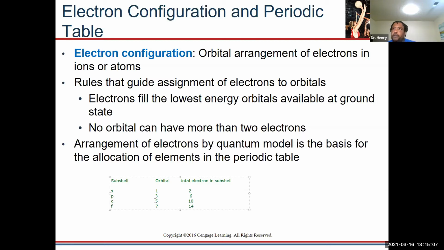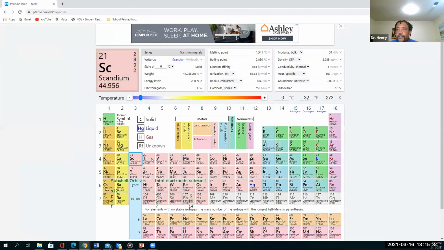If we look at our periodic table, let me pull it up. If we look at the D block, there's 2, 4, 6, 8, 10. So there are 10 electrons that can be held there. We know that every orbital can only hold 2 electrons. So how many orbitals do you have? 5. Okay. So the number of orbitals in the D subshell is going to be 5.